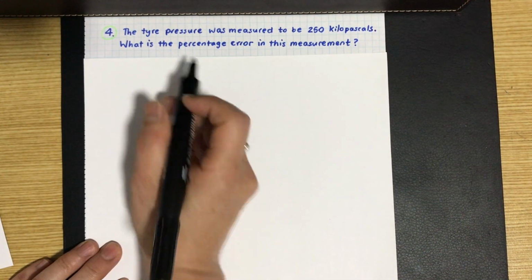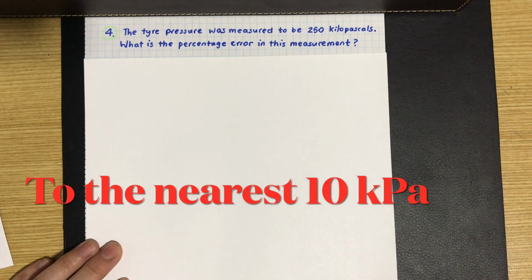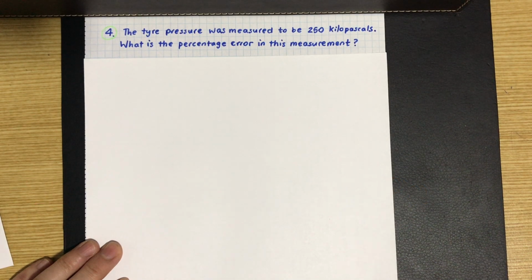Question 4, let's have a look. We want to find the percentage error. So tire pressure was measured to be 250 kilopascals.